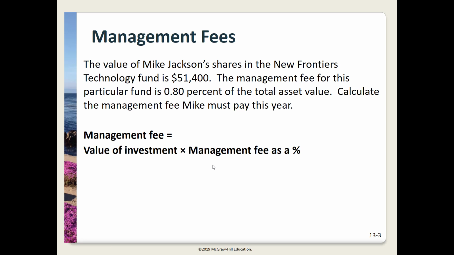The value of Mike Jackson's shares in the New Frontiers Technology Fund is $51,400. The management fee for this particular fund is 0.80% of the total asset value. Calculate the management fee Mike must pay this year. So here's our formula for the management fee. We'll take the value of our investment and multiply it by the management fee percentage. So taking the 51,400, we're going to multiply it by the 0.8% in the story. And I like to rewrite this as a decimal. So I'm going to rewrite it as 0.008. Then when I plug this into my calculator, I get $411.20 for my management fee.